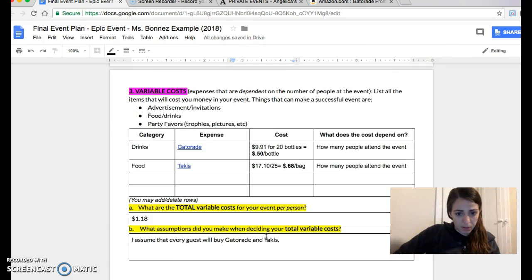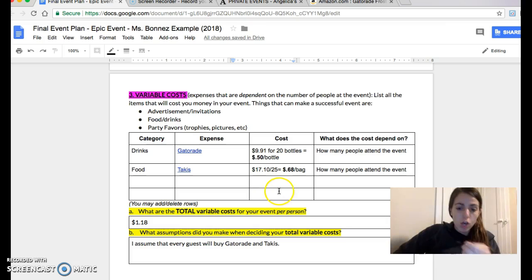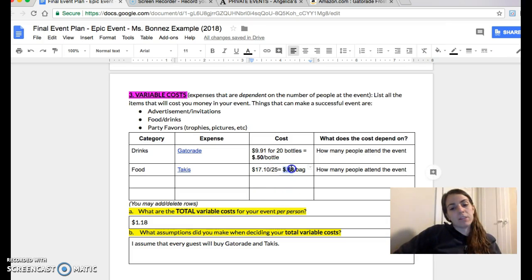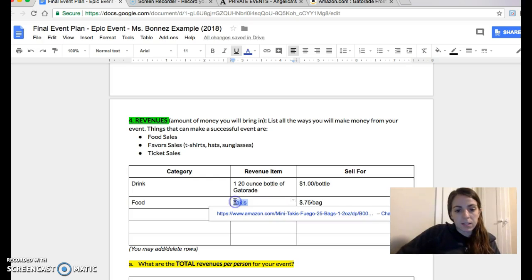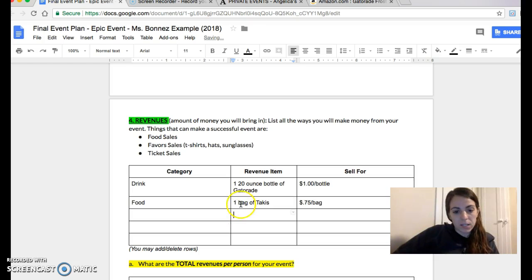Takis, remember up here, it's going to cost me 68 cents for each bag of Takis. I'm going to go ahead and raise the price for my revenue, and I'm going to say, I'm just going to make this up, 75 cents per bag. So this is a $1 for a bottle. This is 75 cents per bag. And again, I can say 1 bag of Takis to be super precise. I think they were mini bags. Okay, 1 mini bag of Takis.